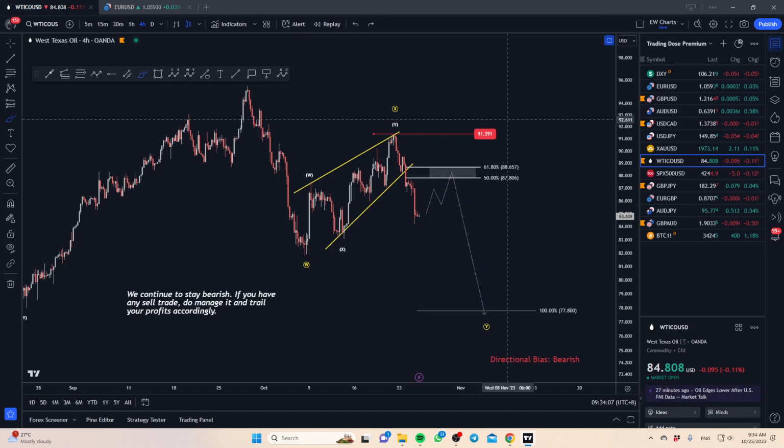So crude oil here, quite clear in the direction. If you're running on this trade, great. Manage the position, right? Trail your profits accordingly. If not, then just be a little bit patient, wait for the pullback before you commit to the trade.